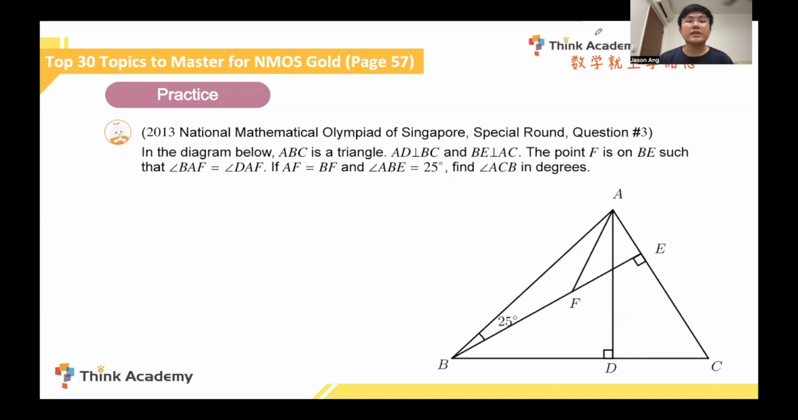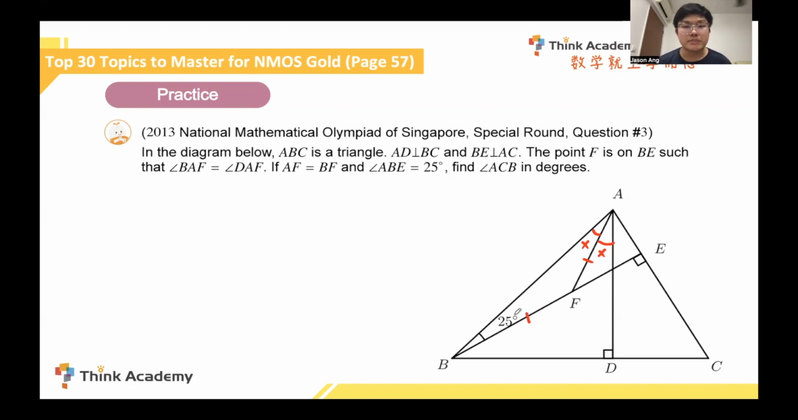So let us take a look at our NMOS book, and we can turn to page 57. So in the diagram below, ABC is a triangle. AD and BC are perpendicular, while BE and AC are perpendicular as well. Point F is on BE such that your angle BAF equals DAF. We can already mark out these two angles to be the same angle. Let's call it X. Now, they also mentioned that AF is the same length as BF and that ABE is 25 degrees. We want to find the angle ACB.